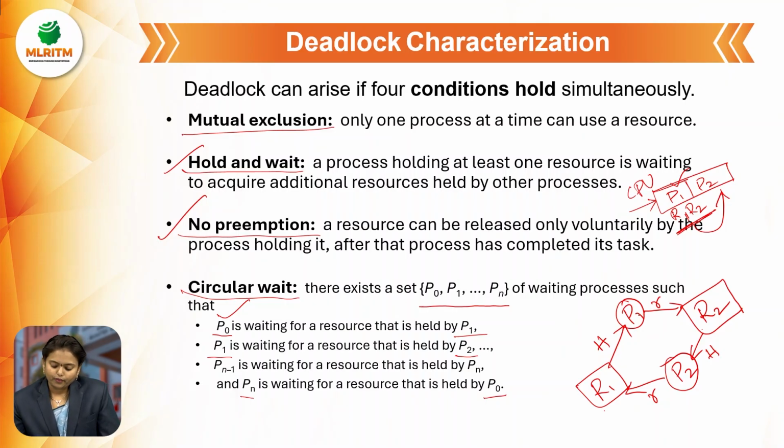So here, in this case, we have taken P1, P2 as two processes as an example. So P1 is waiting for the resource R2, that is held by process P2. And again, P2 is waiting for the resource R1 which is held by P1. In this case also, deadlock occurs. In these four conditions, deadlock can arise.